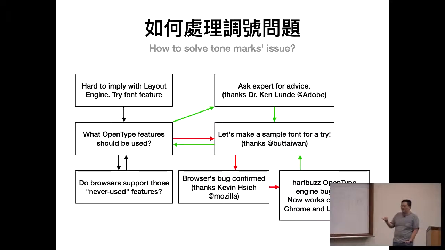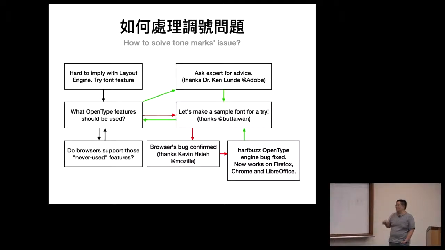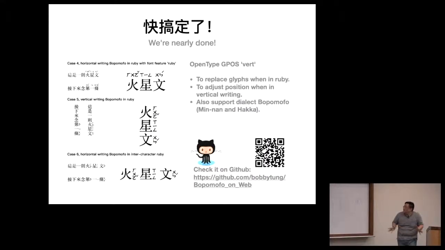So we faced another problem: is the test font semantically good for standardization or not? So we were back to square one. How can we find an OpenType expert to review our sample font? We found Dr. Ken Lunde in Adobe. He is one of the few OpenType experts. He gave us some advice to publish the second sample font, and we tried on Firefox and Chrome. We found it's nearly done.